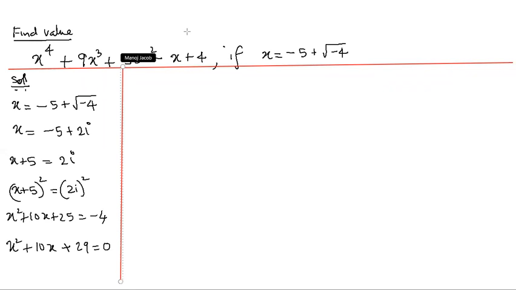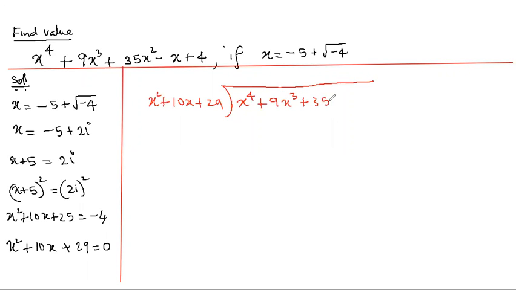After you have done that, what will we do? Divide. I'm going to divide x raised to 4 plus 9x cube plus 35x square minus x plus 4 by x square plus 10x plus 29. This shall be a little more steps than the previous one because it's 4th degree.